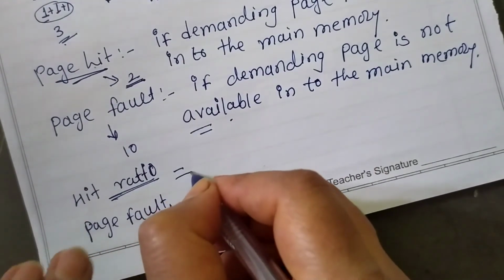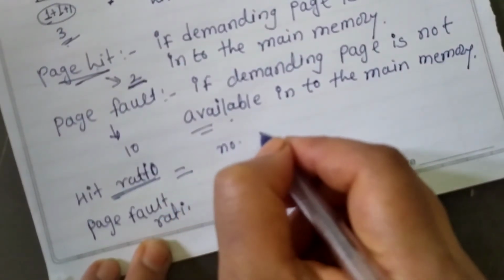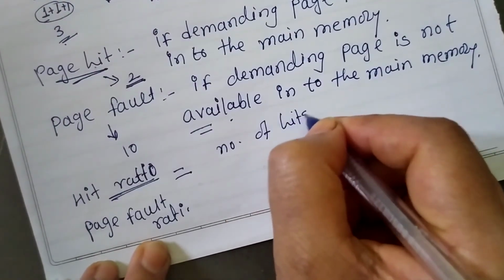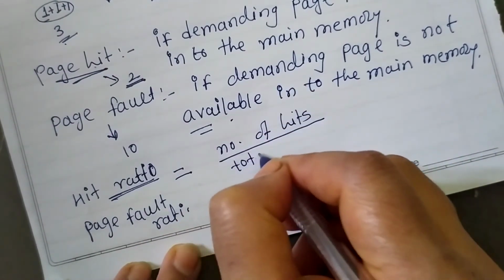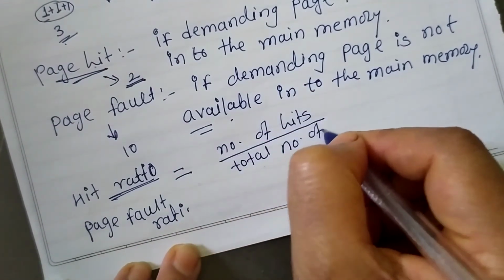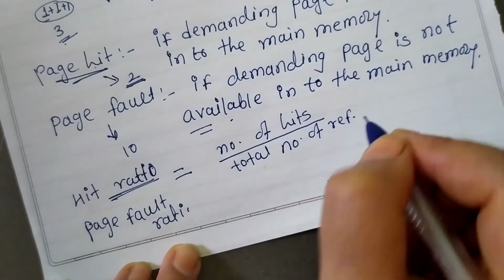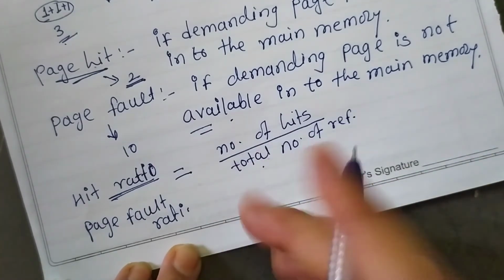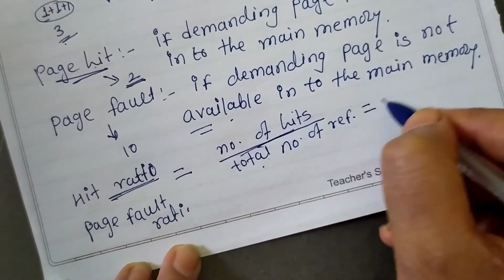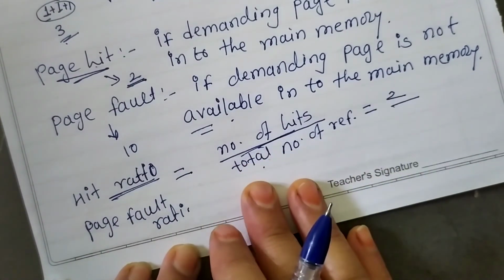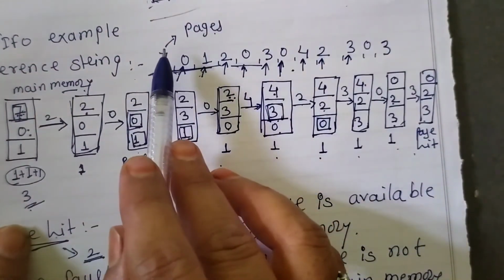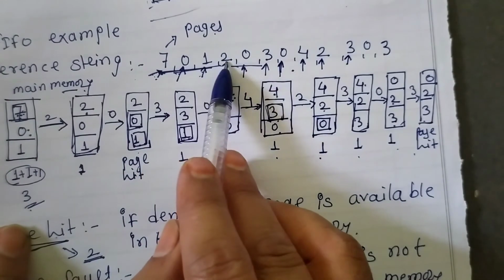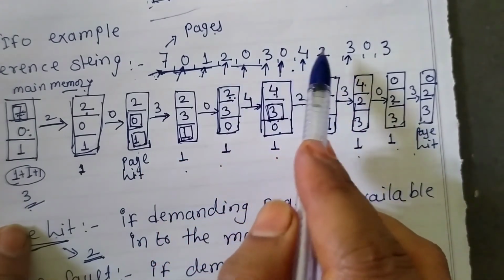Page hit ratio is equal to the number of hits divided by the total number of references. How many total hits? 2 total hits. And how many total references are here? This is 1, 2, 3, 4, 5, 6, 7, 8, 9, 10, 11, 12.